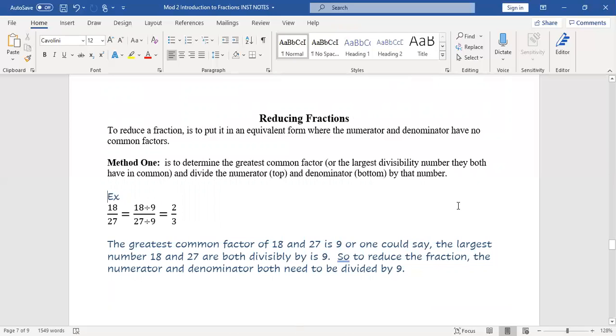18 over 27. The biggest number that can go into 18 and into 27 is 9. 9 is the greatest common factor. So I take the top number, the numerator, and divide it by 9, and I take the denominator, the bottom number, and divide it by 9. 18 divided by 9 is 2. 27 divided by 9 is 3. So I've created an equivalent fraction. 18/27 is the same as 2/3.